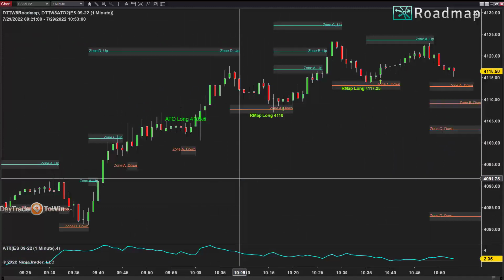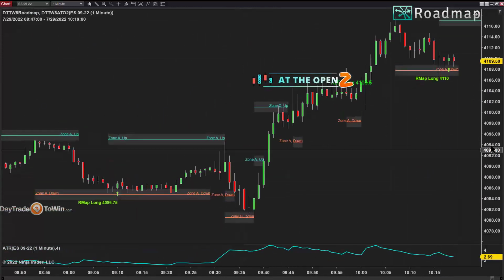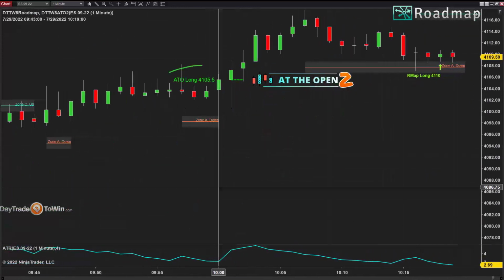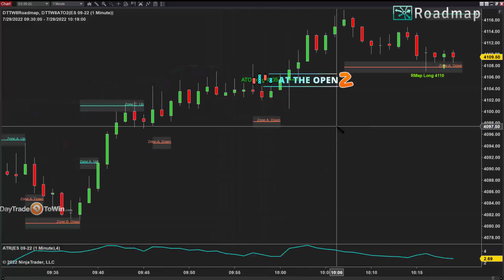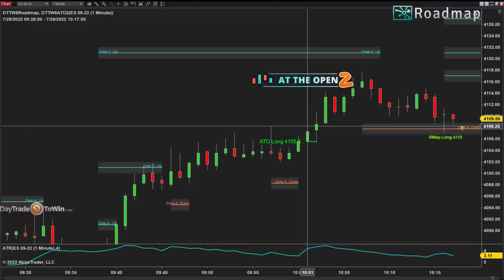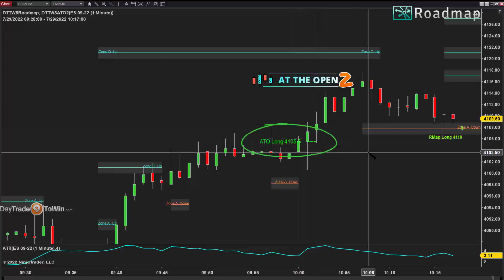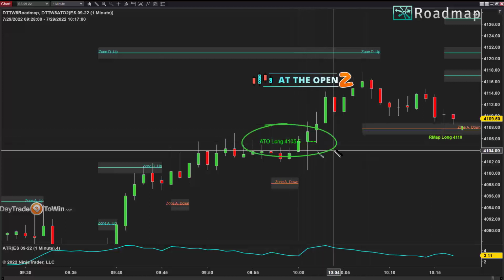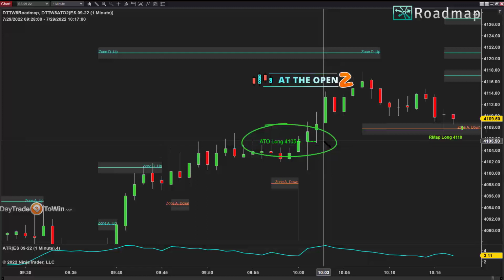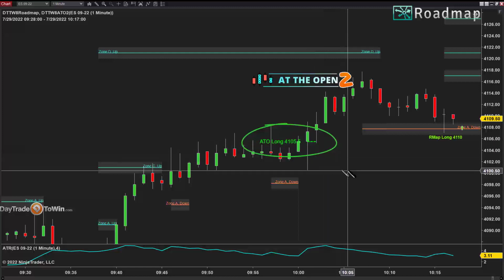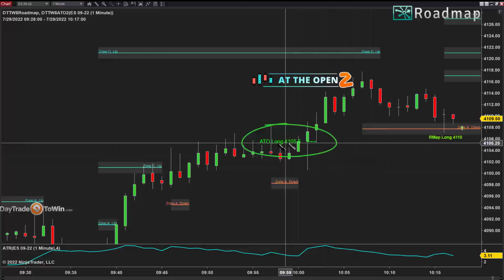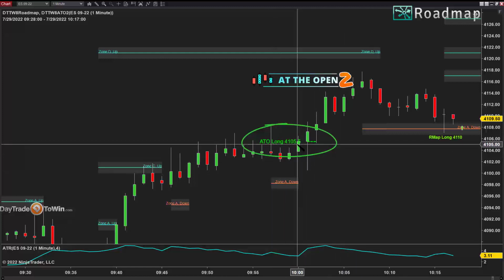Let's take a look at the at the open method for today. What is the signal? The signal is 41.0550, long, looks like a winner. I did not take this trade this morning. There's nothing here stopping me, meaning the roadmap is not telling me that there's resistance stopping me from going long. I am long on this at the open trade based on the signal.